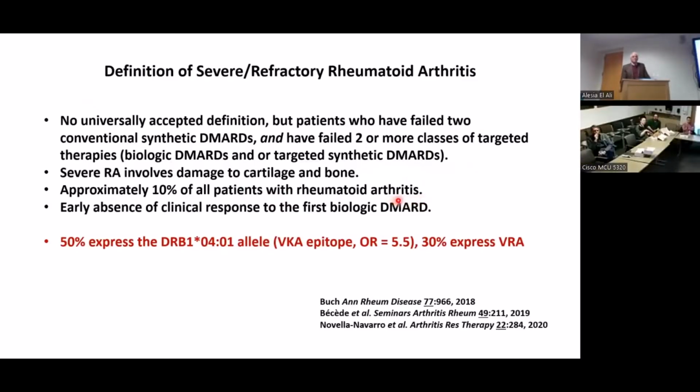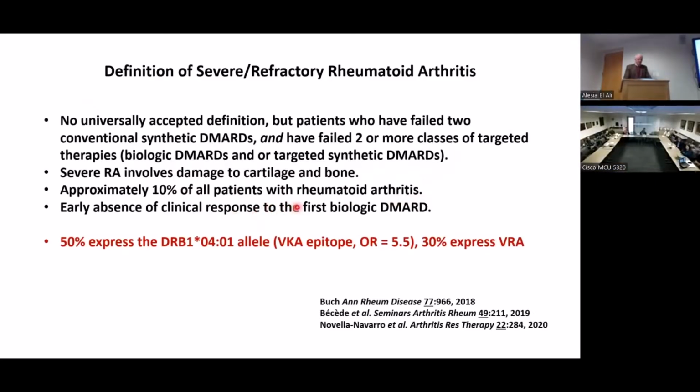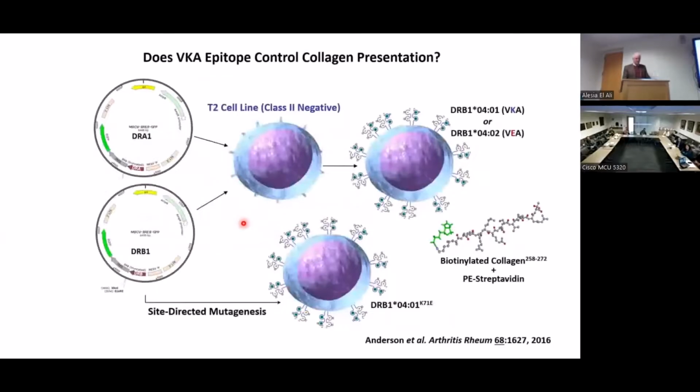And it's not that it takes 30 or 40 years to determine that. In fact, the absence of an early clinical response to the first biologics is indicative of these patients being refractory. But the point for this talk that I want to get across is that 50% of these patients are going to express the 0401 allele, which has this VKA epitope, and then 30% are going to express a few other alleles. But we're really going to be concentrating on 0401 because it's the strongest and it's also the most common.